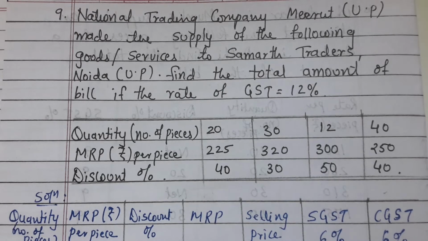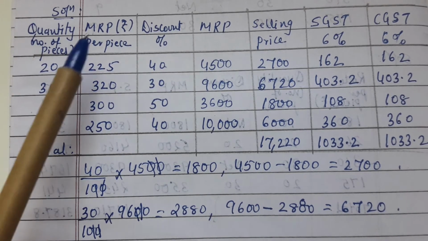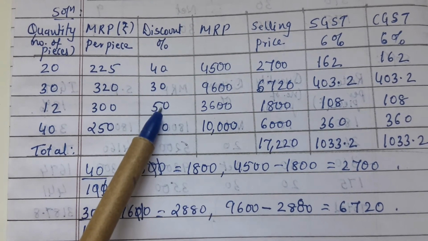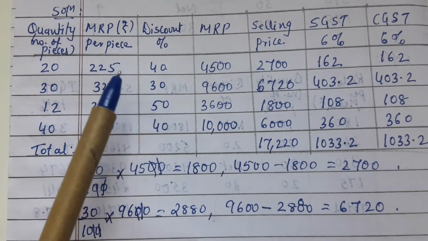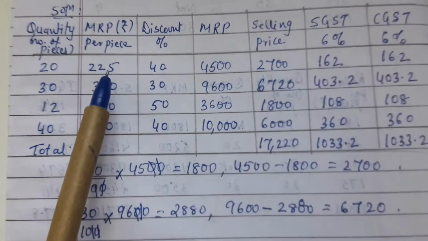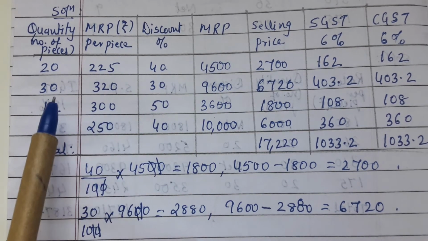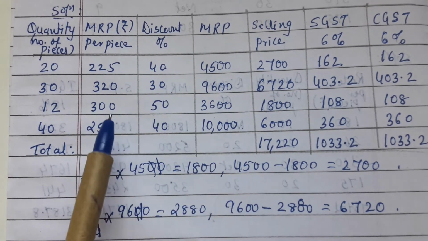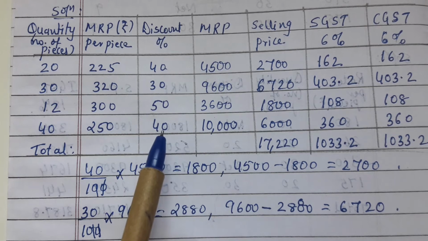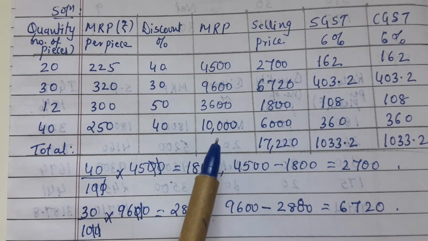We will write it as quantity, number of pieces, MRP per piece, discount percentage. So total MRP will be MRP per piece into quantity, that is 225 into 20, 4500; 320 into 30, 9600; 300 into 12, 3600; 250 into 40 is 10,000.